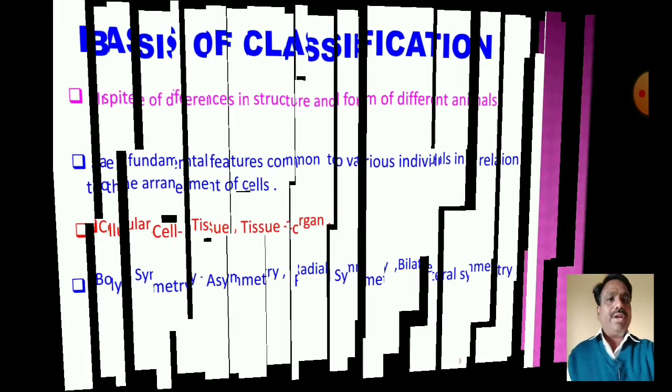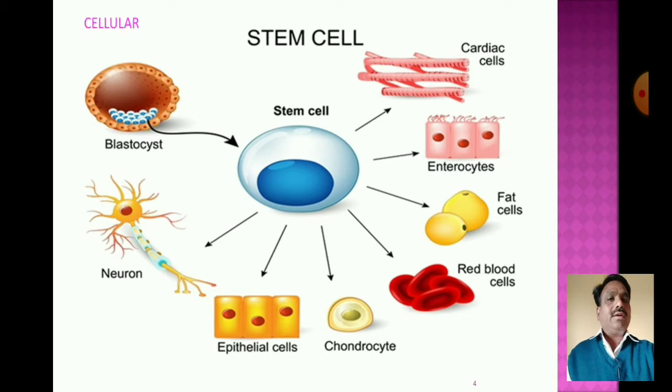Among the features common to various individuals is cellular organization, which begins with the stem cell. There are different types of cells. A basic cell is the stem cell, which is responsible for the formation of different types of cells. It produces, for example, cardiac cells, a special type of cell present in the heart.